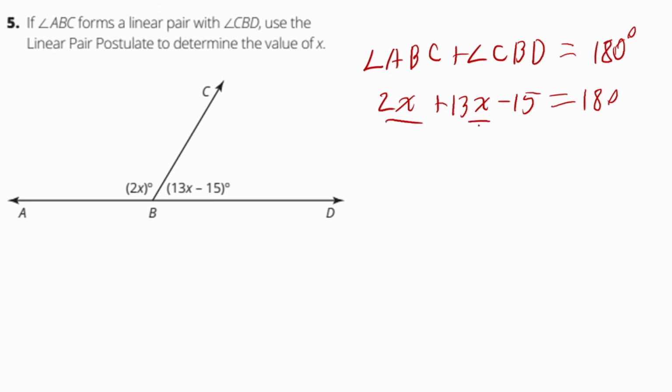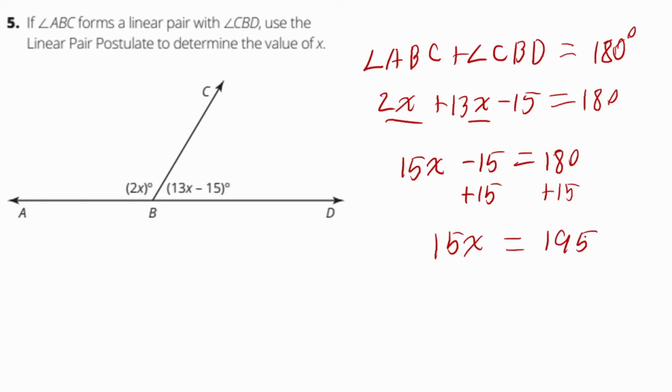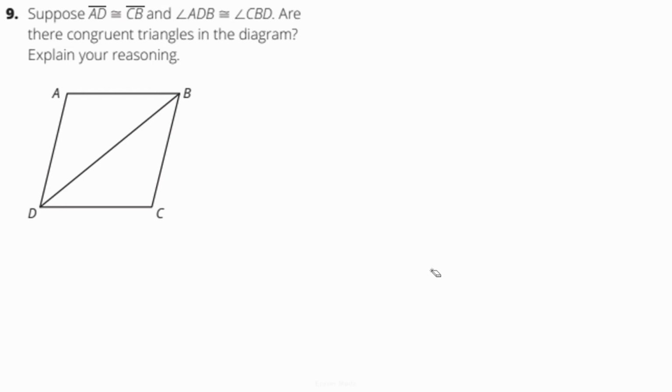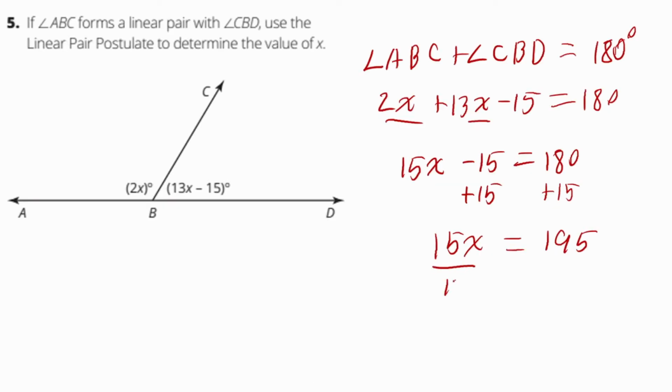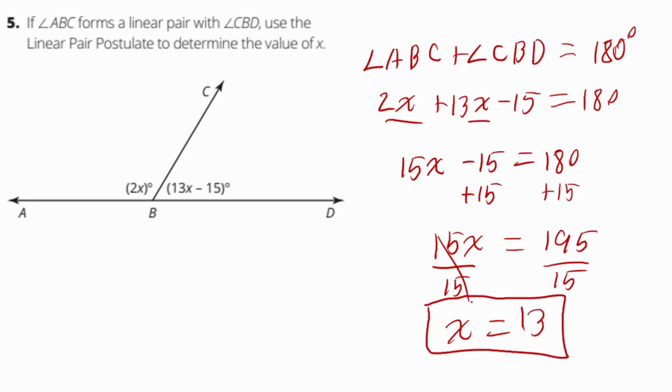We could combine our like terms here. That gives me 15x minus 15 equals 180. We add 15 to both sides. That gives me 15x equals 195. And now we just divide both sides. 195 divided by 15. Like I said, it cancels here and we get x is equal to 13. And that's all they're looking for. They just want to know what is the value of x. There it is.